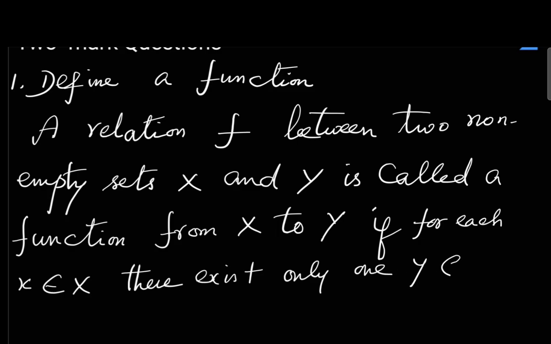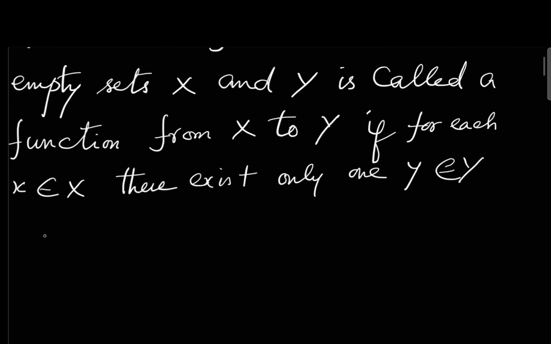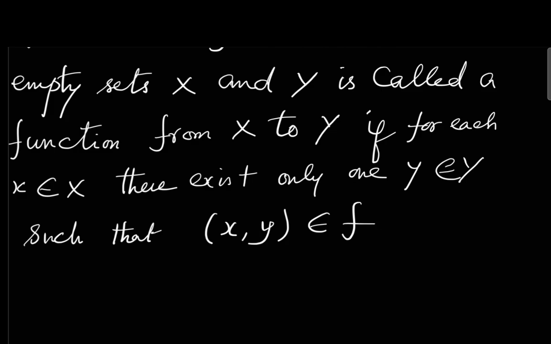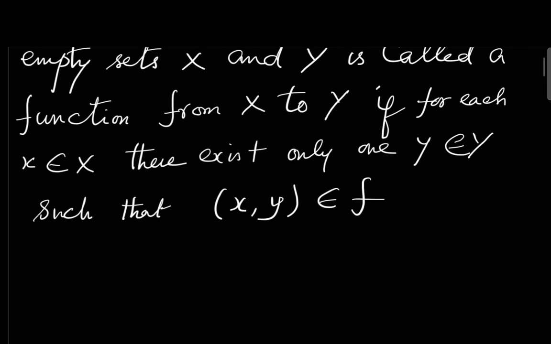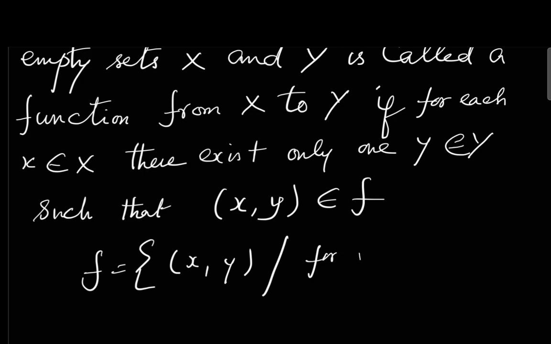Let me represent that as y in Y such that we define that relation as the ordered pair (x, y) is in f. So for every element x in X, there exists only one y in Y such that the ordered pair (x, y) is in f. That is, we can also define it as the set of all ordered pairs (x, y) such that for all x in X and y in Y.